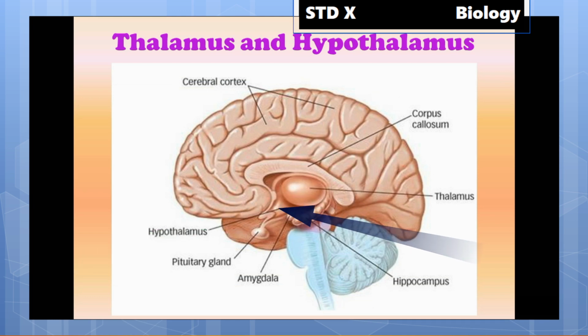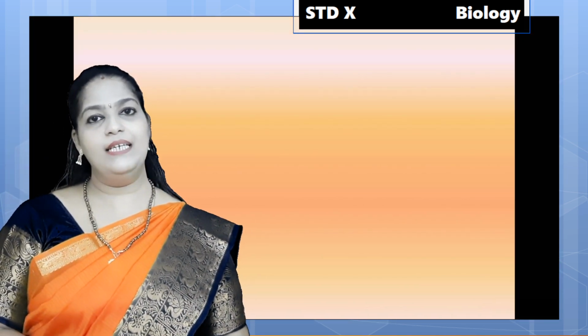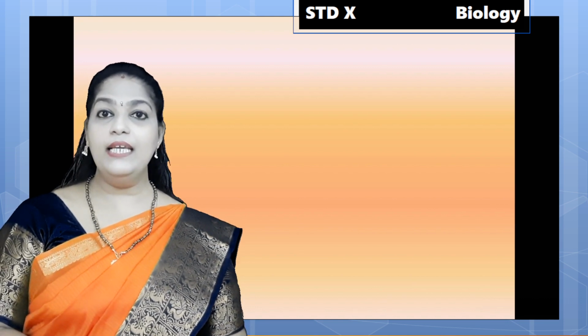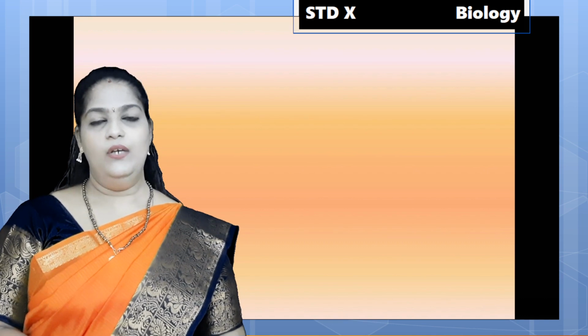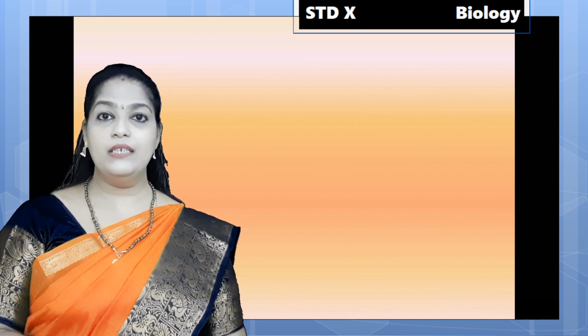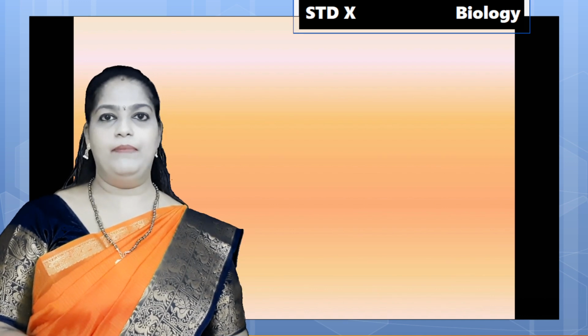It is situated just below the thalamus, plays a major role in maintenance of homeostasis. What do you mean by homeostasis? Yes, last year we have studied the internal equilibrium is called homeostasis. So emotions, thirst, hunger all are controlled by hypothalamus.